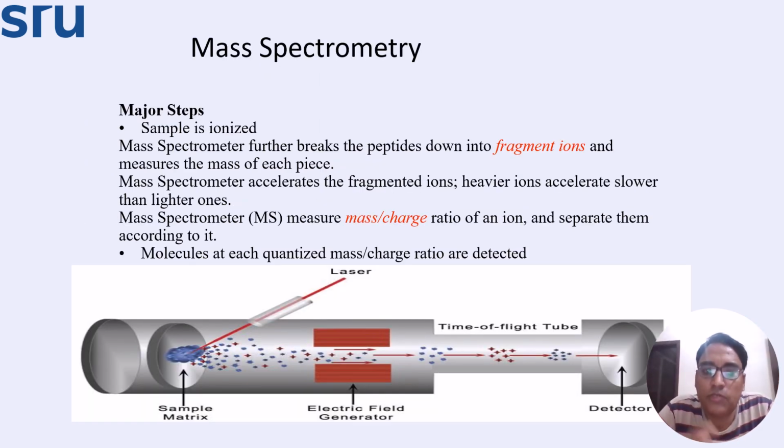This is exactly what I was saying: mass spectroscopy is done through this machine. Here, under the electric field, the sample matrix is put in, and all the broken-up peptide fragments run under the laser using the charge. Heavier atoms go slower than the lighter ones, because they cannot accelerate drastically.